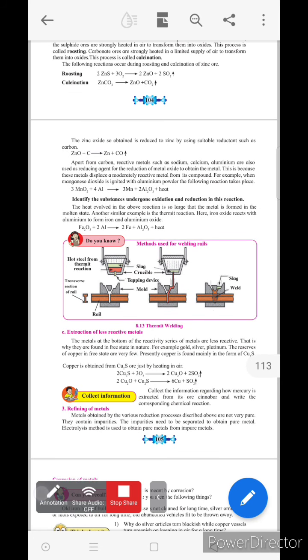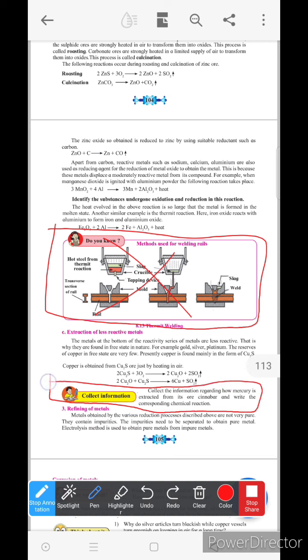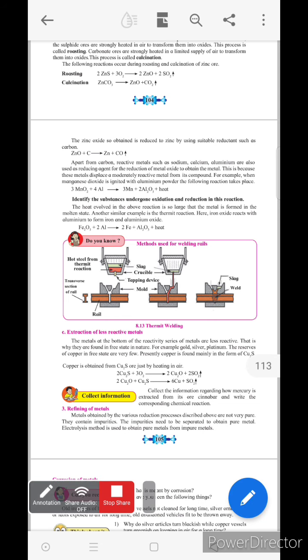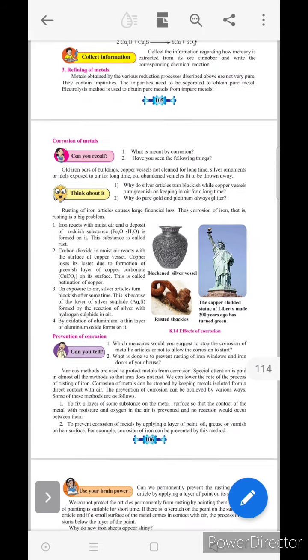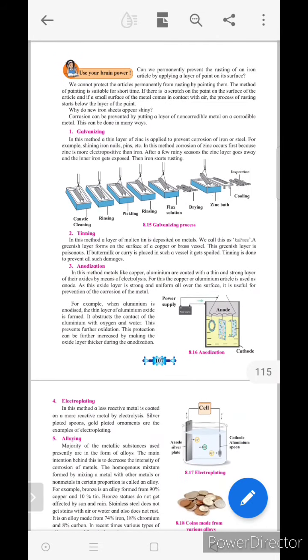You can see the diagram or figure of thermal welding, and that thermal welding is also removed from your syllabus. Again the yellow color box, collect information, is also removed. Now we will move on to the next page. Page number 106, there is no reduction. Page number 107, also no reduction.